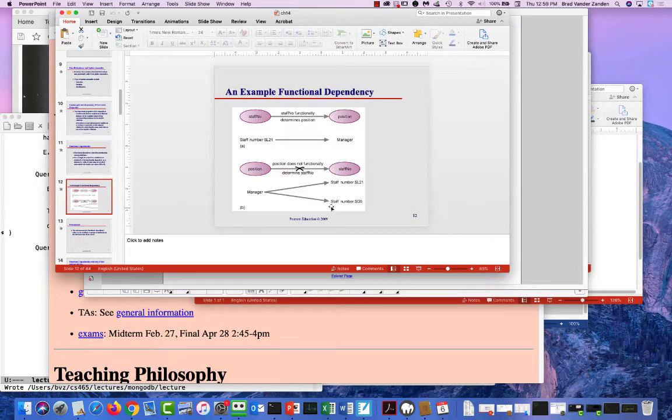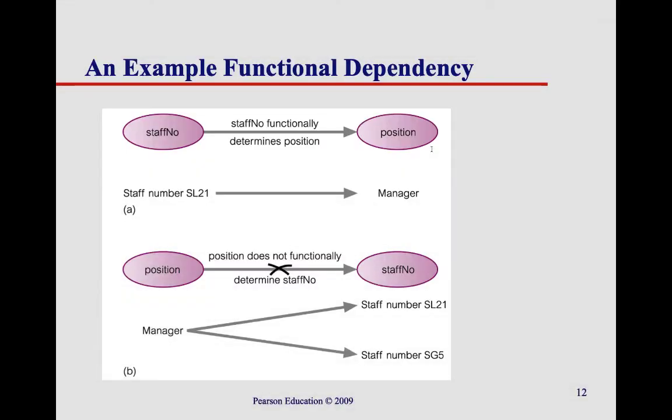Okay, and that's what is shown in this diagram. So we have a functional dependency that staff number determines the person's position. So for each staff number, we will get exactly one position, but the converse is not necessarily true. For manager, that could actually lead to two different staff numbers. So a position does not determine the staff number, but the staff number uniquely determines the position.